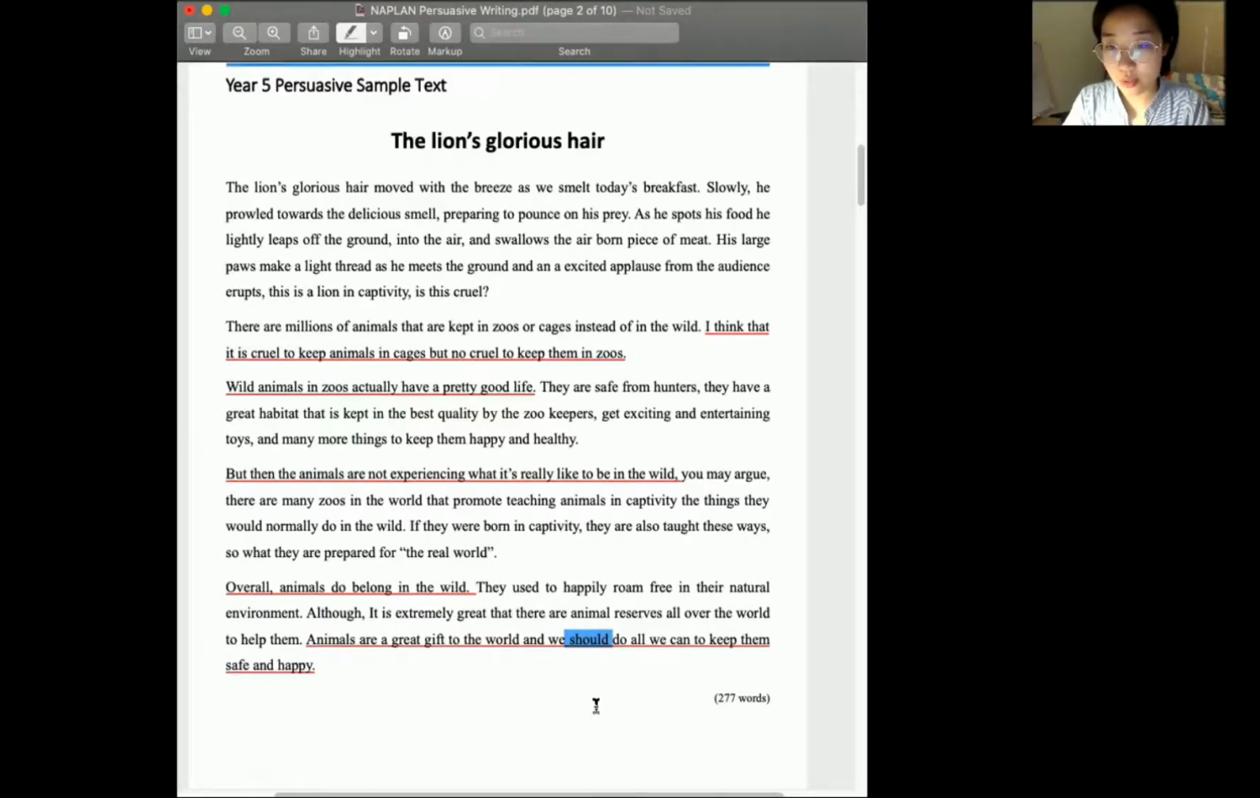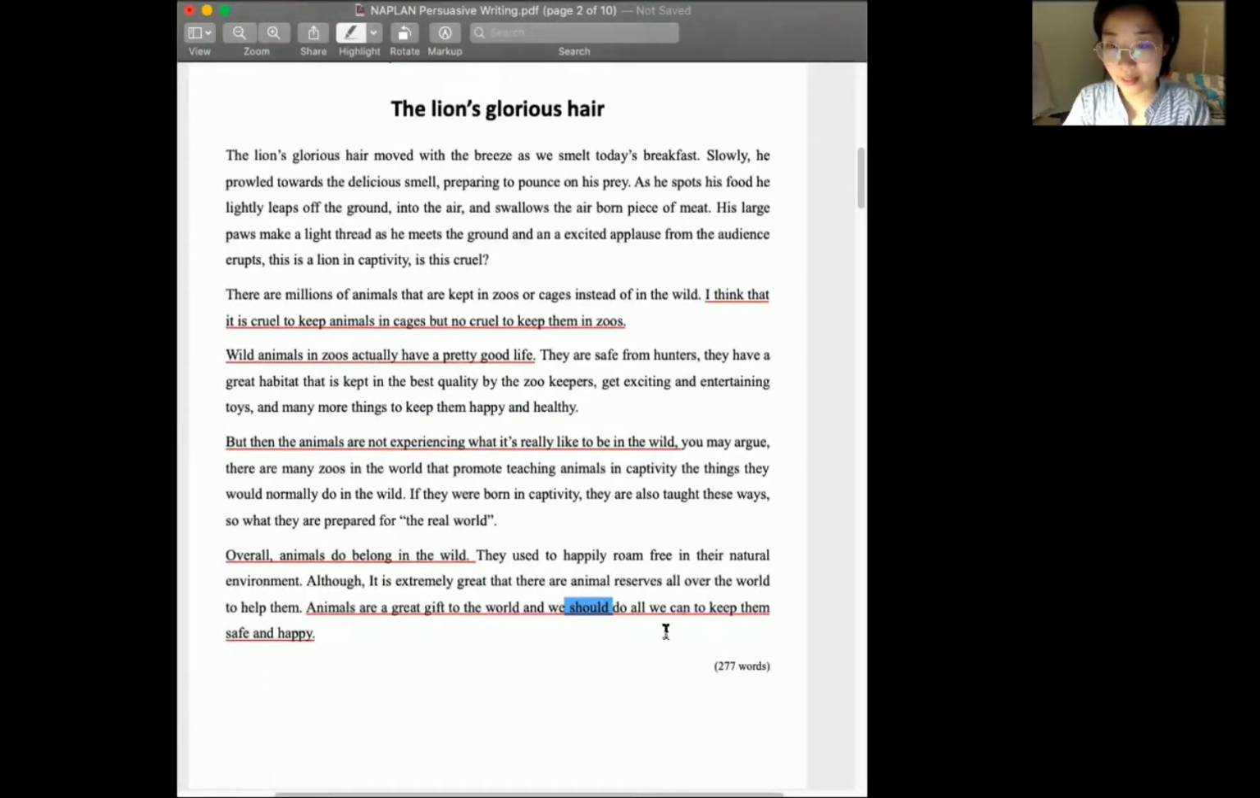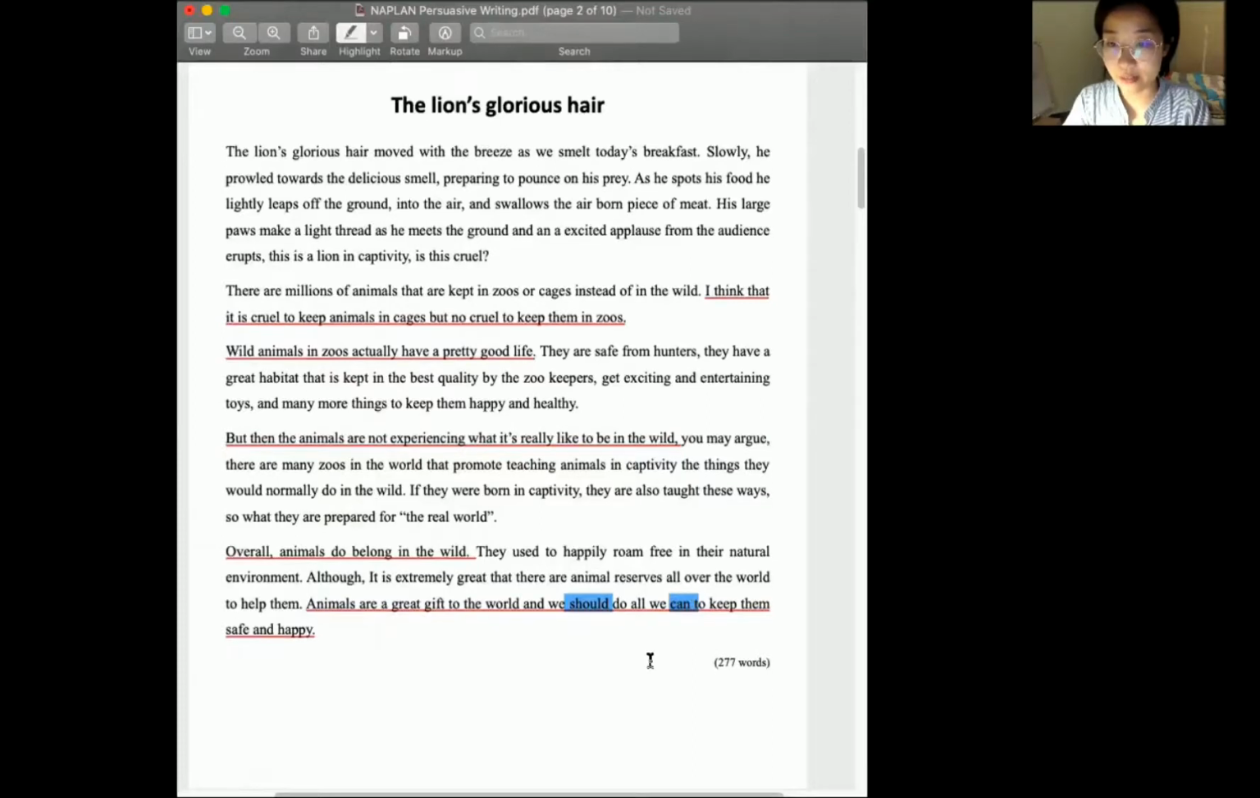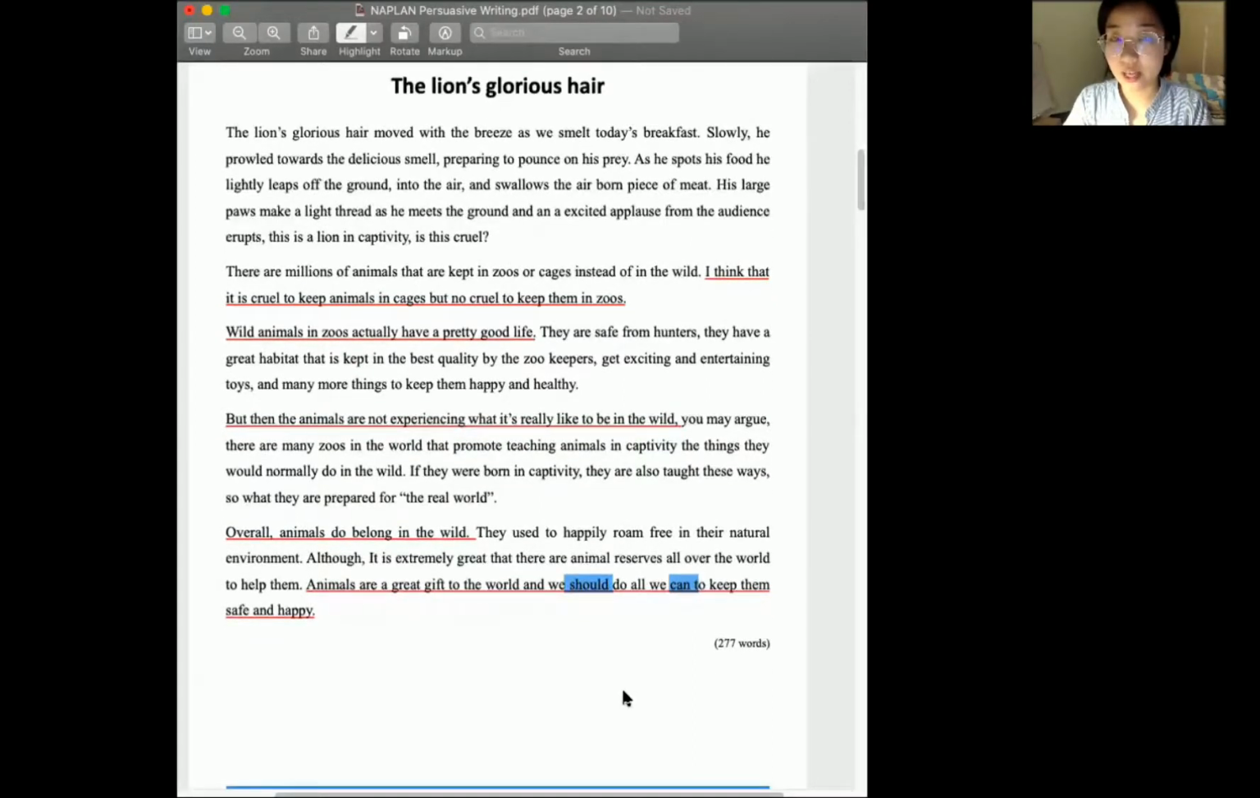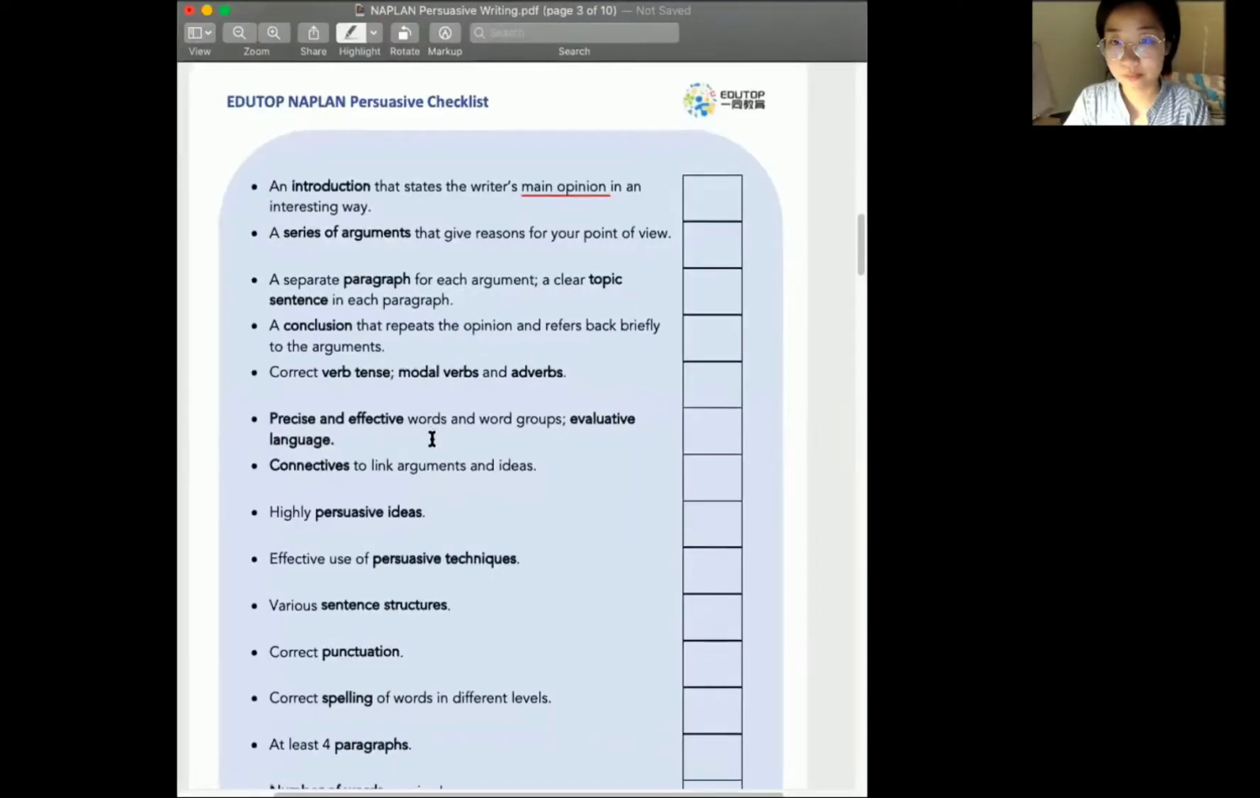We should do all we can. And should and can, right? To keep them safe and happy. So that's just an example. Maybe you can find more if you like. So at least we have one.